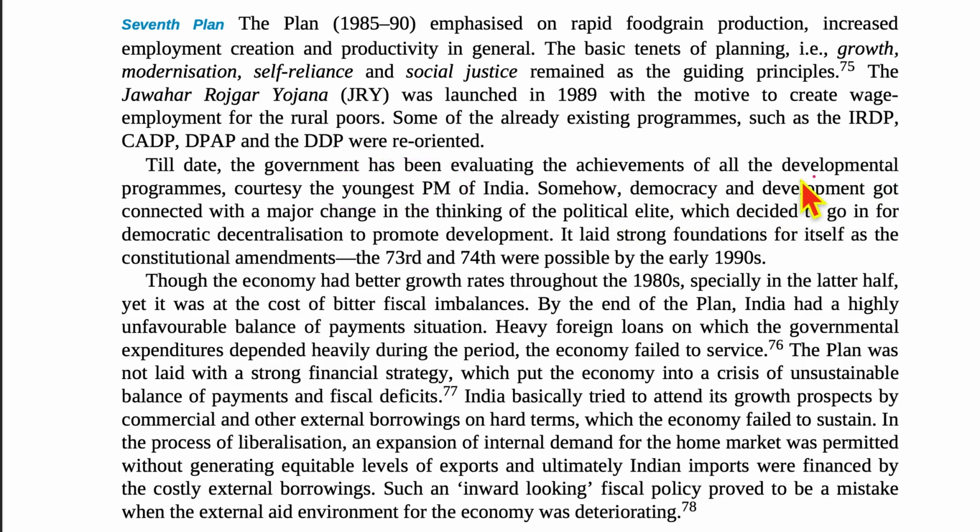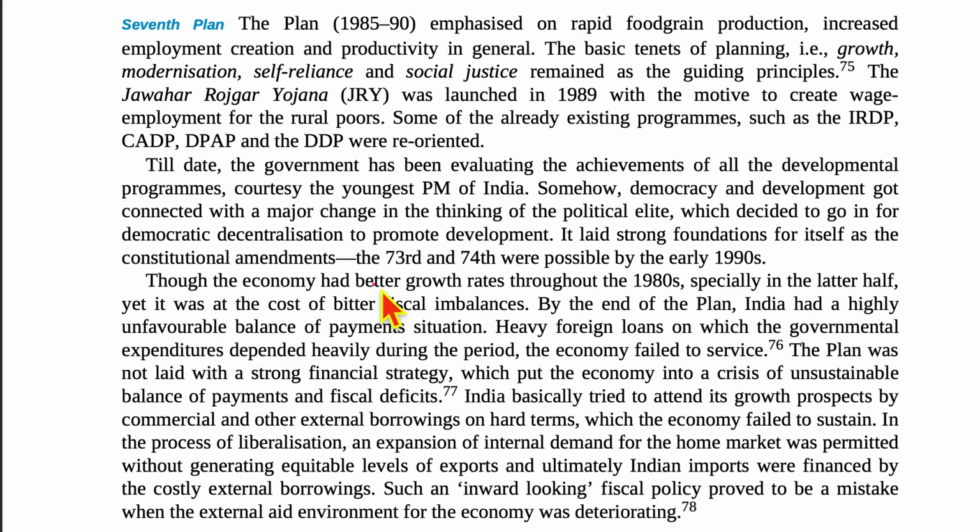Somehow, democracy and development got connected with a major change in the thinking of the political elite, which decided to go in for democratic decentralization to promote development. It laid a strong foundation for itself, as the constitutional amendments 73rd and 74th were possible by the early 1990s.